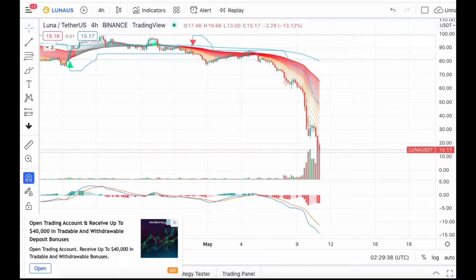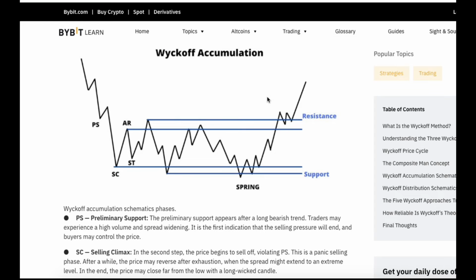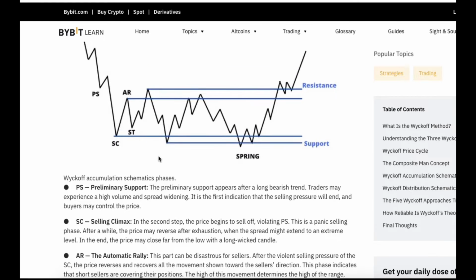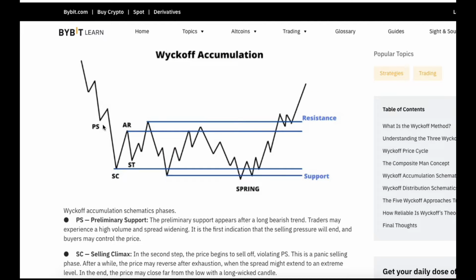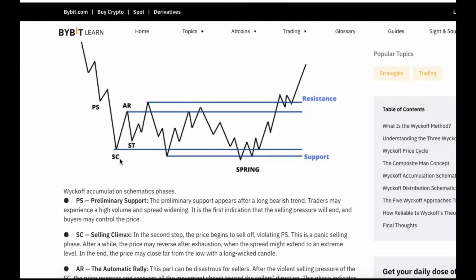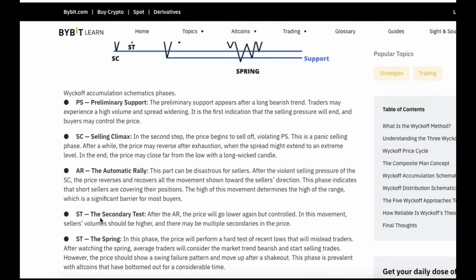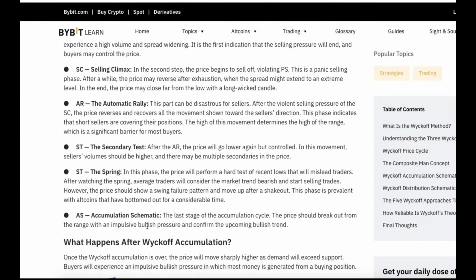Hey everyone, in this video I'm going to be talking about the Wyckoff model when applied to the LUNA. In the previous video, I actually discussed the sequence of the schematic, the accumulation schematic, and how there is a preliminary support, selling climax, automatic rally, and also the secondary test, the spring, etc.